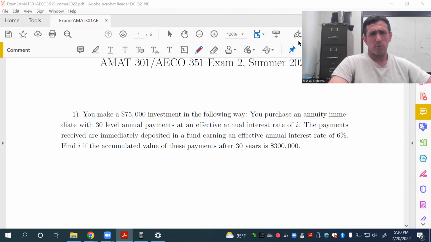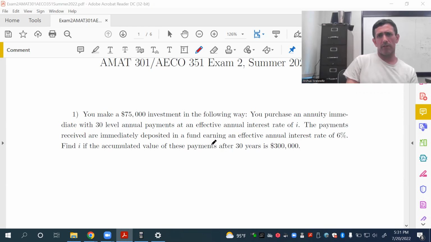This is very similar to a homework problem, I believe either homework 4 or homework 5. Basically the same setup. Here it's a little different: you're finding the interest rate, but you can figure out the payments. You make a $75,000 investment in the following way. You purchase an annuity immediate with 30 level annual payments at some interest rate i. Payments received are immediately deposited into a fund earning 6% interest. We're going to find i if the accumulated value of these payments after 30 years is 300,000.